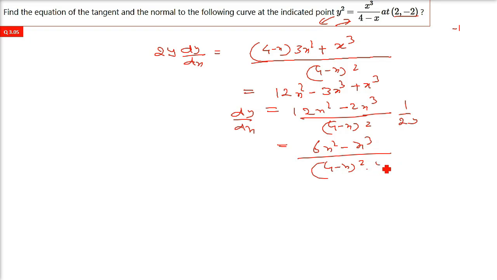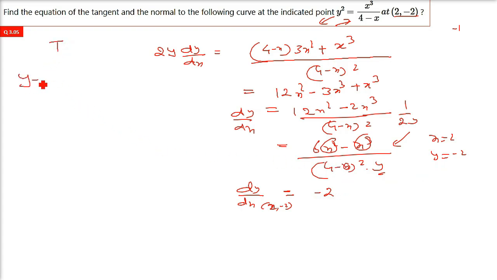There is no need to expand this (4 minus x) whole square because x is 2 and y is negative 2. You need to find dy by dx at (2, minus 2), just place the value. I'm going to tell you the final value because it's very self-explanatory and I am confident you will be able to do this. Let me write the final dy by dx. This is the slope of the tangent.